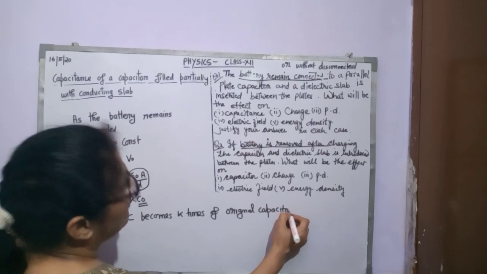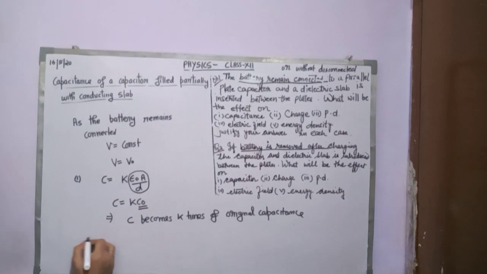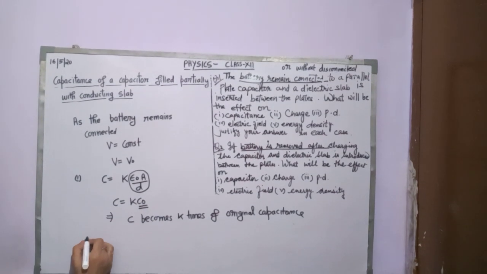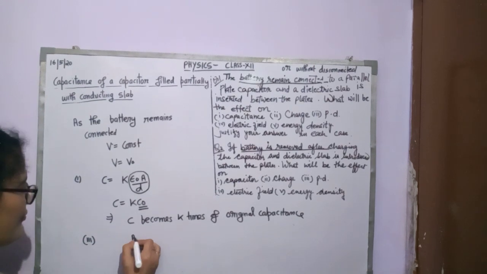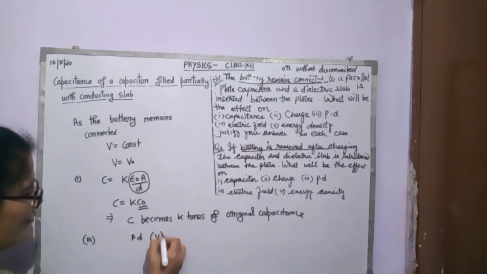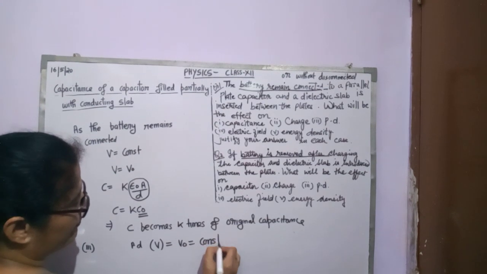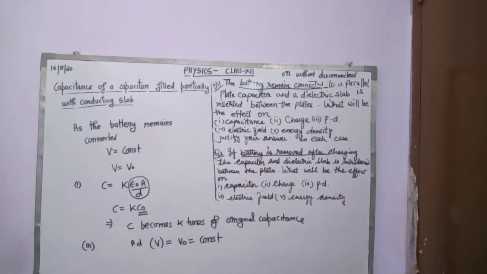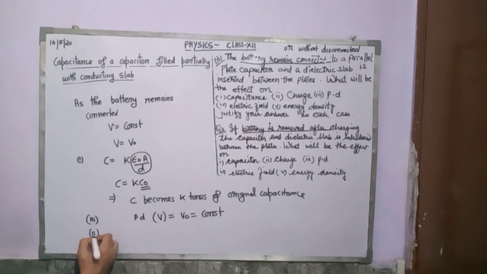This is your first answer. Now we have to write the third answer first. Potential difference, that is your V. So V is equal to V naught. You can say here constant. It does not change.